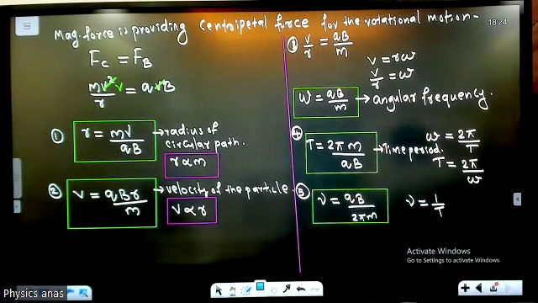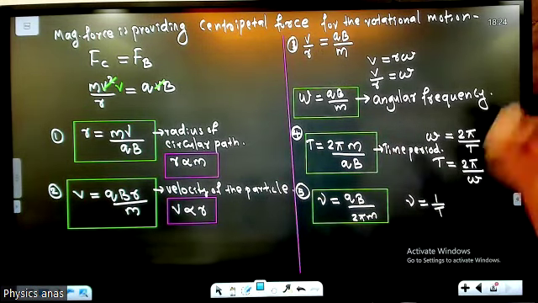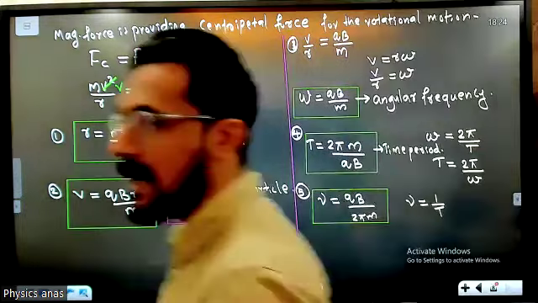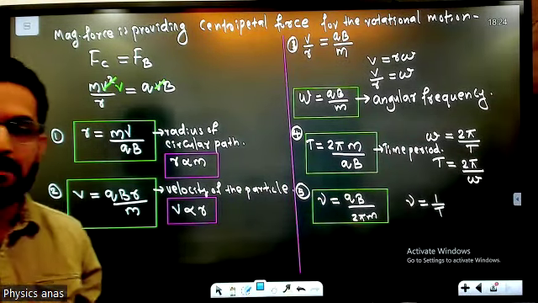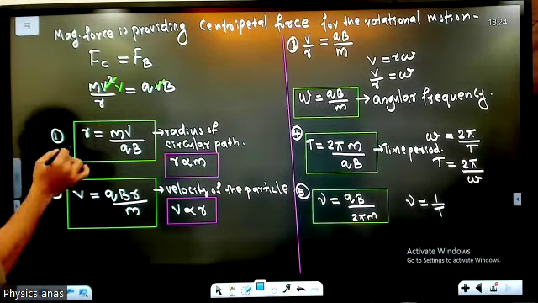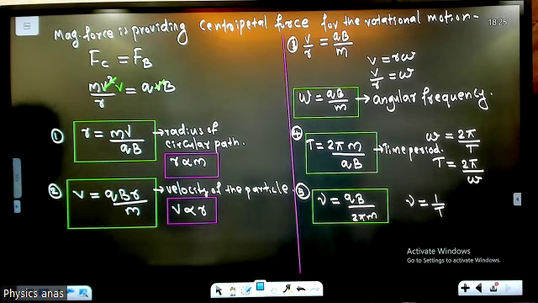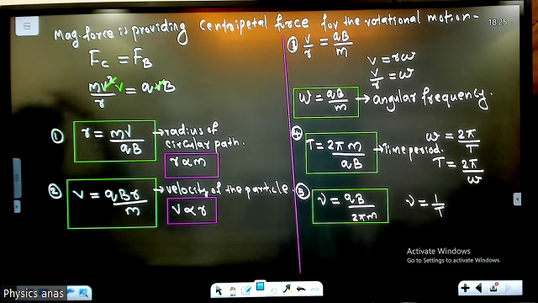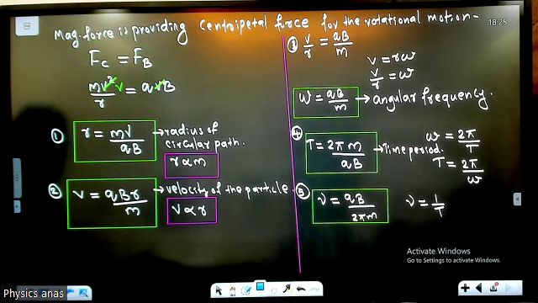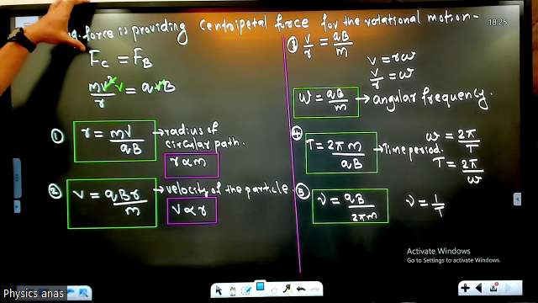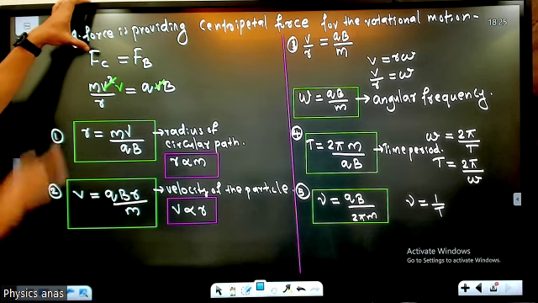These are the five equations. You don't have to study these equations by heart. We may be using all the equations, but you don't have to memorize them. Why? From this first equation itself, you can find all the other equations.